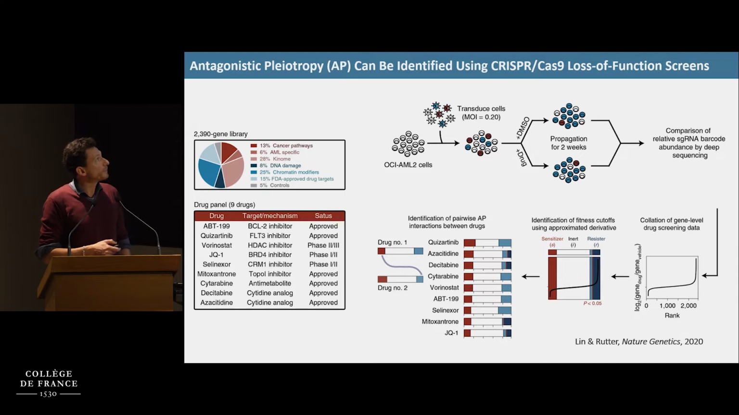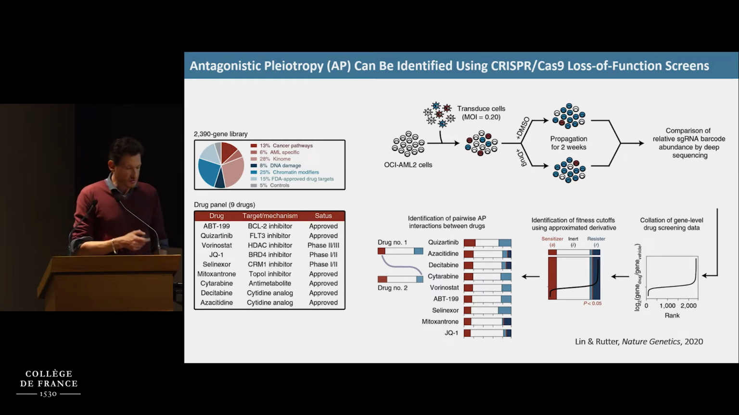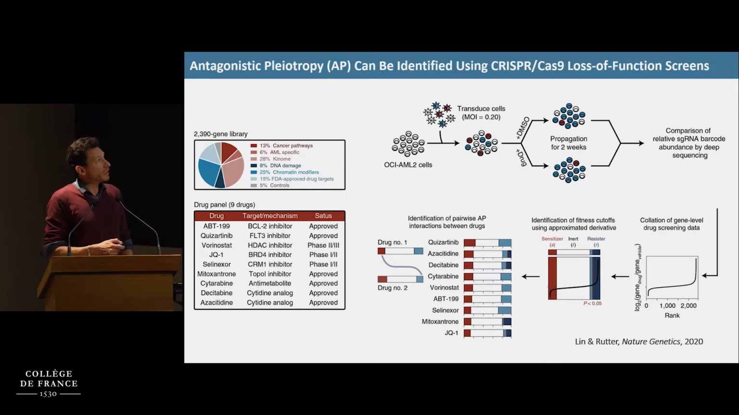drug resistance. These cells were then grown for 2 weeks in the presence of 9 different drug combinations, drugs that were already used in AML or that are currently under clinical investigation in this disease. After these 2 weeks of propagation, we then compared the global representation of our CRISPR guides between the DMSO and each of the 9 different molecules.